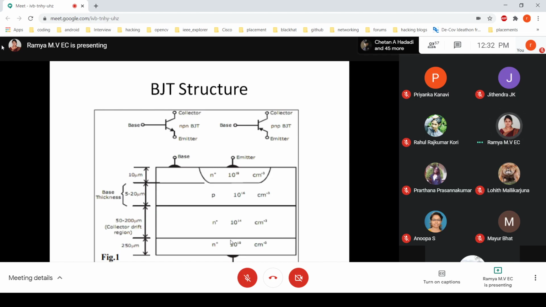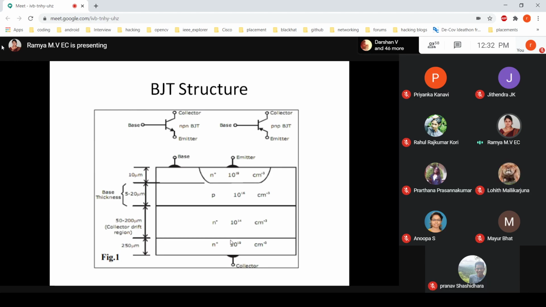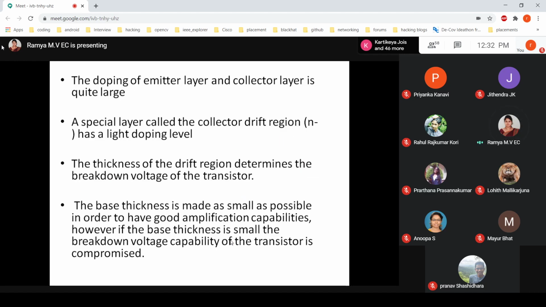Both N plus regions are 10 to the power 19. The P type is 10 to the power 16. This is the doping concentration I am telling. The collector drift region is 10 to the power 14, a very lightly doped N layer. That is the doping concentration. A special layer called the collector drift region has a lightly doped level.